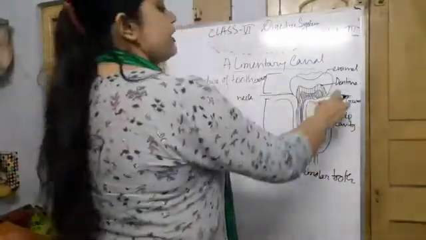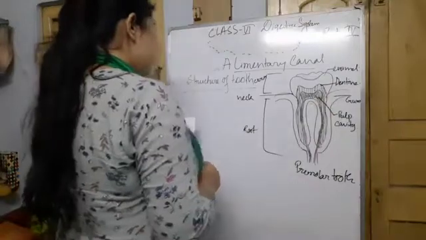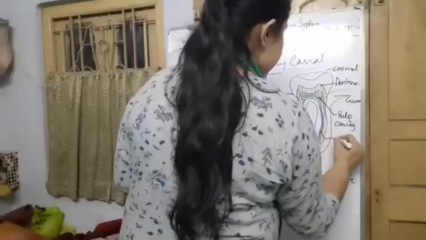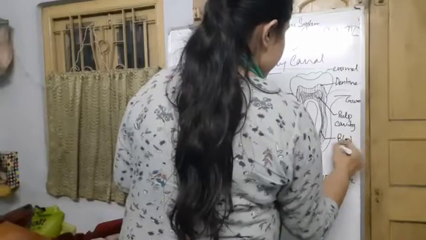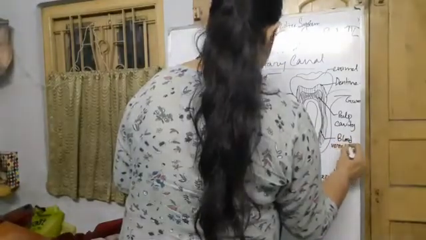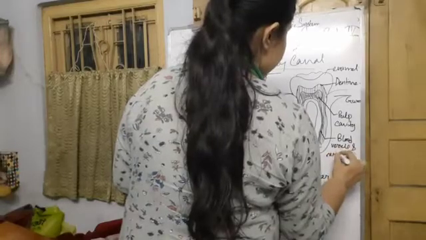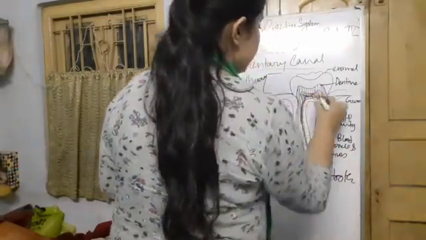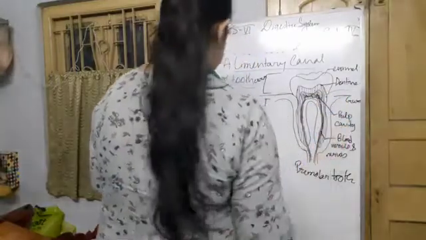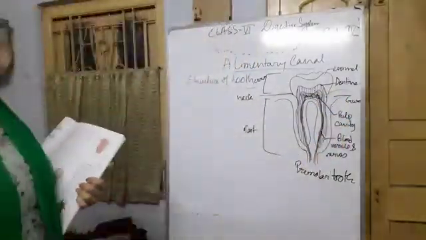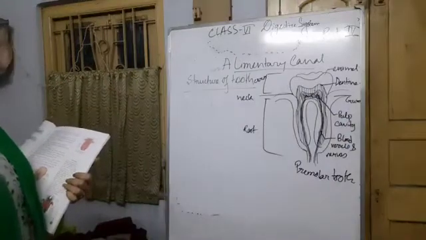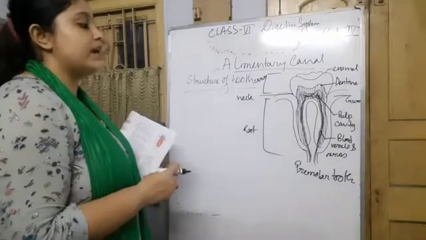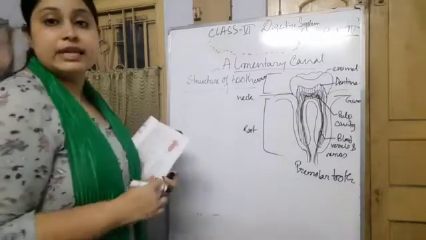And next, I have already pointed out the gum, and the blood vessels and nerves which are present here. So this is the full structure of one premolar tooth. You have to learn it, understand it properly, and know how to label it properly.